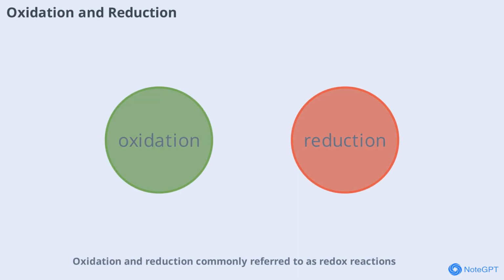Oxidation and reduction, commonly referred to as redox reactions, are fundamental in inorganic chemistry. Oxidation involves the loss of electrons, while reduction is the gain of electrons. These reactions are crucial in processes such as corrosion, energy production, and metabolism. Understanding how to identify and balance redox reactions is a key skill for students, as it forms the basis for many chemical processes and industrial applications.